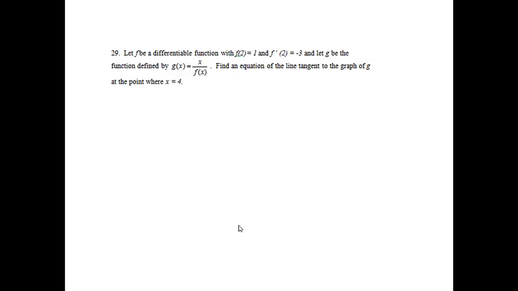Problem 29. Let f be a differentiable function with f of 4 equal to 1, and f prime of 4 equal to negative 3. And let g be the function defined by g of x is equal to x over f of x. Find an equation of the line tangent to the graph of g at the point where x equals 4.